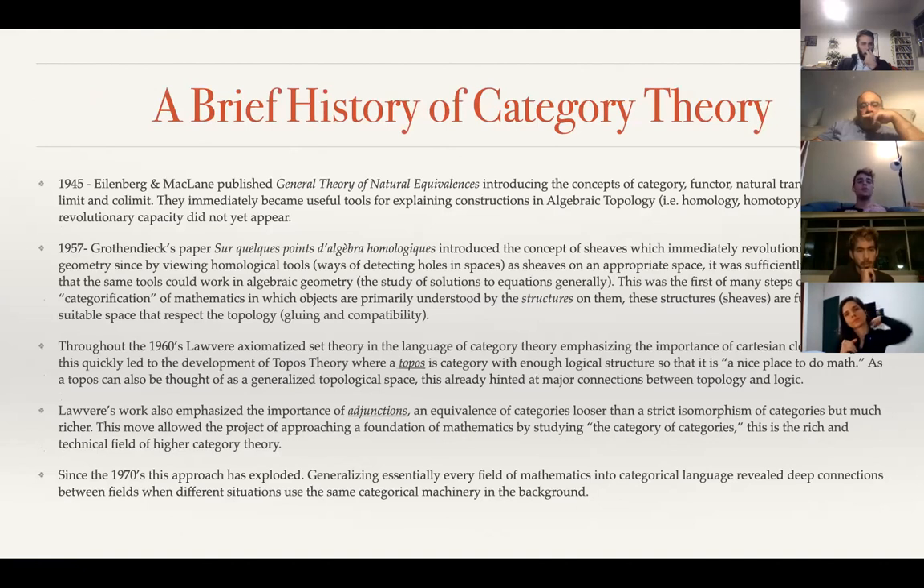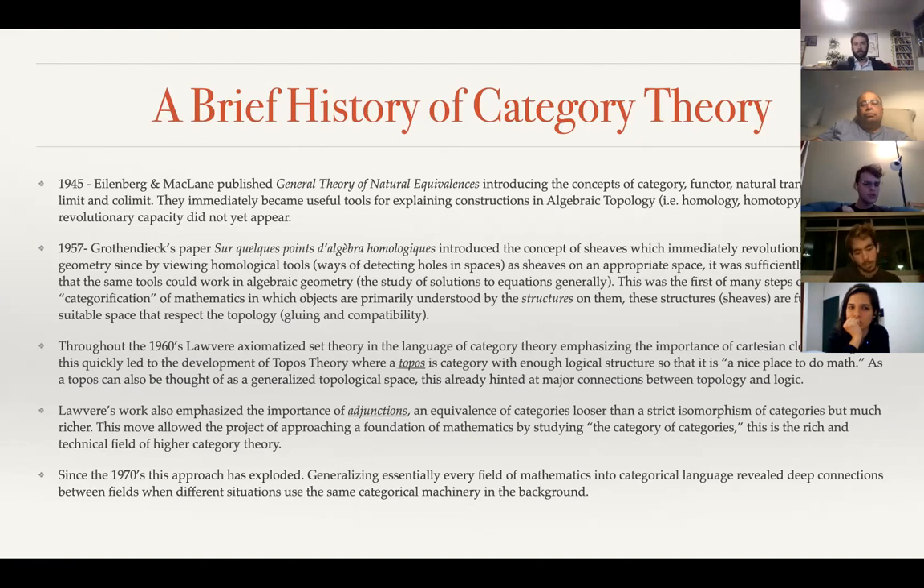Okay, so I have a little brief history of category theory just to give a perspective. It started in 1945 with Eilenberg and Mac Lane in this paper, General Theory of Natural Equivalences. This introduced many of the notions of category theory that many of you have probably already heard of: categories, functors, natural transformations, limits, and colimits, which are still the founding of category theory today.